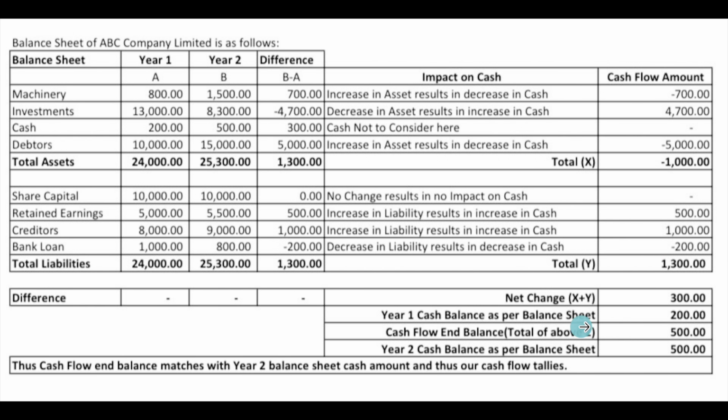Year 1 cash balance as per balance sheet is 200. You can see here. Cash flow ending balance total of above 2 is 500. That is 300 plus 200 is 500. Year 2 cash balance as per balance sheet is 500. You can see here. Thus cash flow end balance matches with the year 2 balance sheet cash amount, and thus our cash flow tallies.